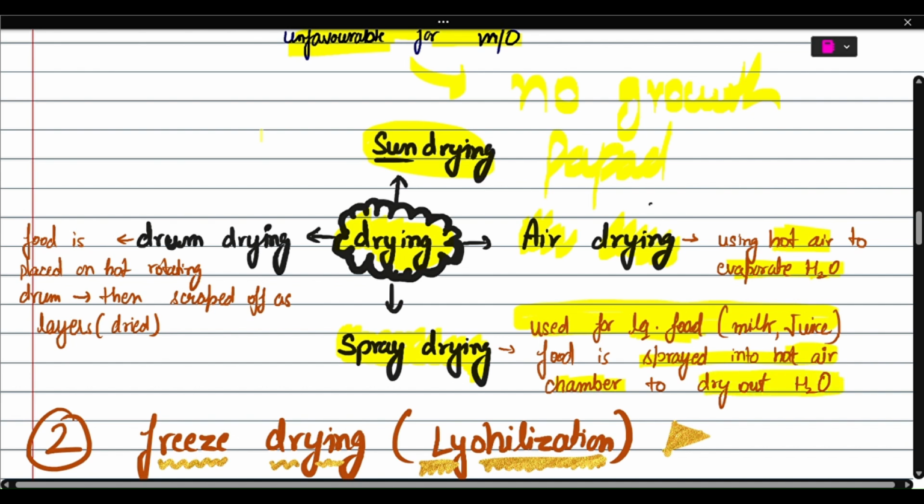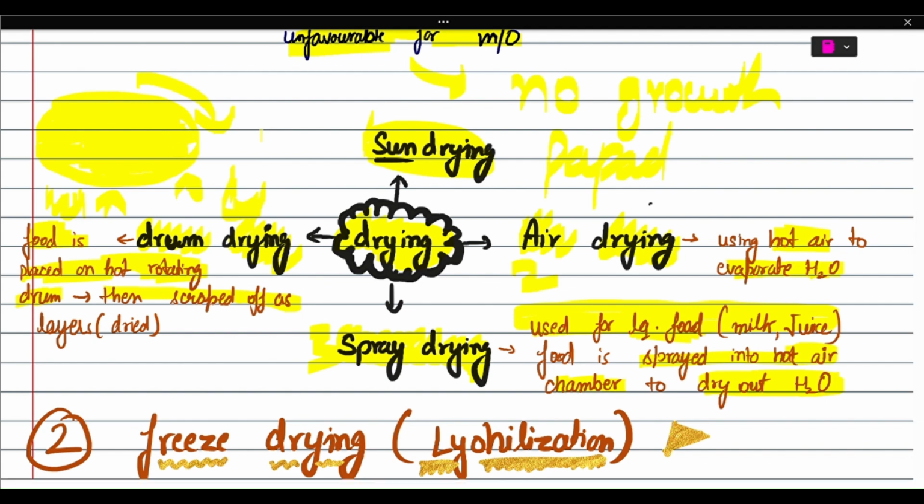Then the last process is what we call drum drying, which is the fourth here. In this, food is placed on a hot rotating drum. Basically, the drum is like a plate, and the food is placed over it. This drum rotates and is also heated at the same time. Heat is given to this drum, and the food will stick to this drum in the form of a layer, which can later be scraped. This is your drum drying.